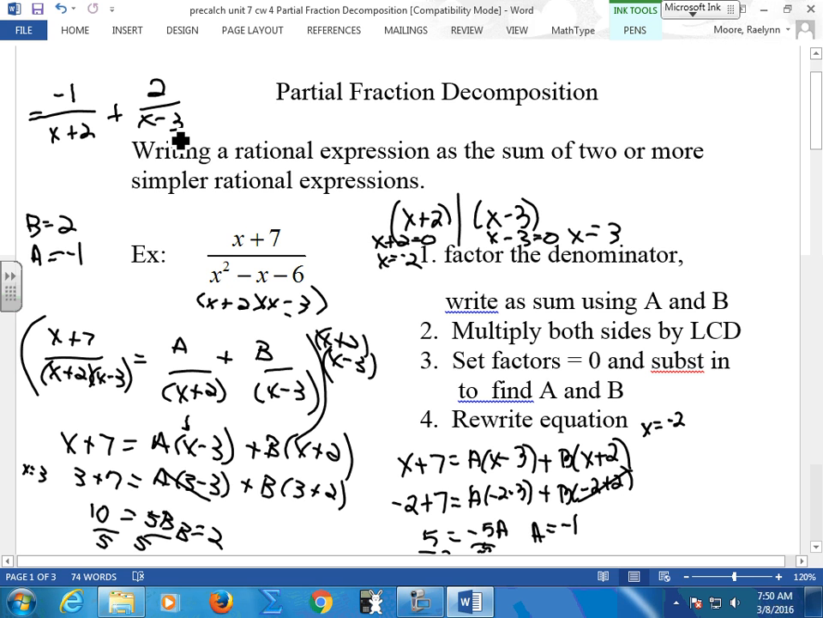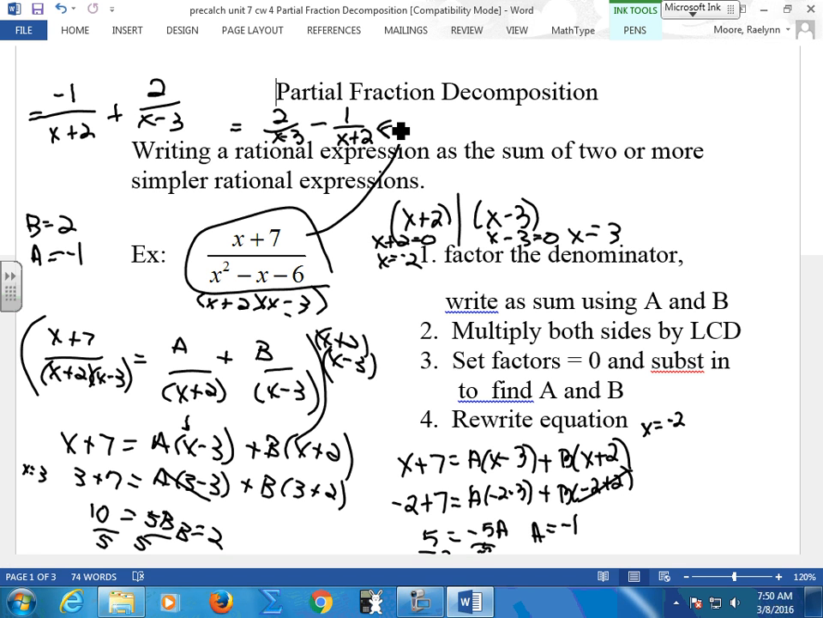Now, generally what we like to do is put the negative second if it's the only one there. So instead, just make it 2 over x minus 3 minus 1 over x plus 2. So this fraction right here broke down into this decomposition. We decomposed it. We broke it down. You want to see that it works?